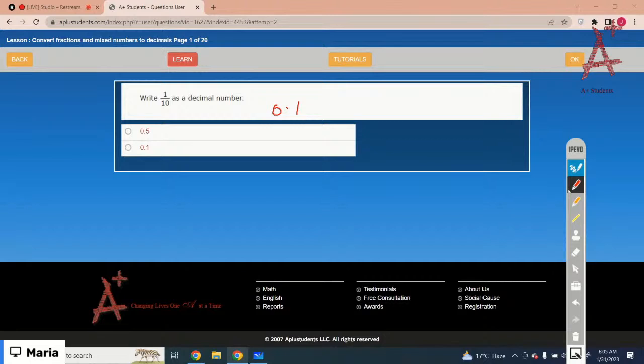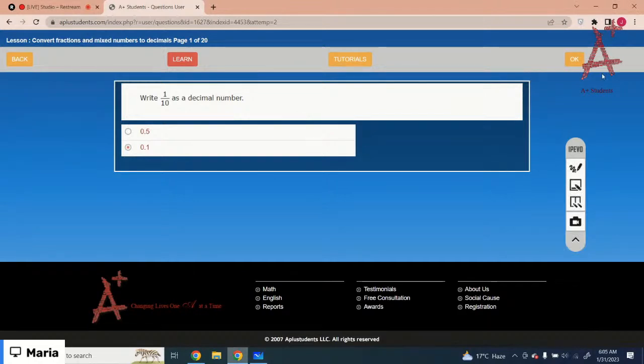Okay. So the correct option is 0.1, not 0.5. That is 1 divided by 10. So it would be then 0.1. The correct option is 0.1. Just select the correct option, then click on the OK button.